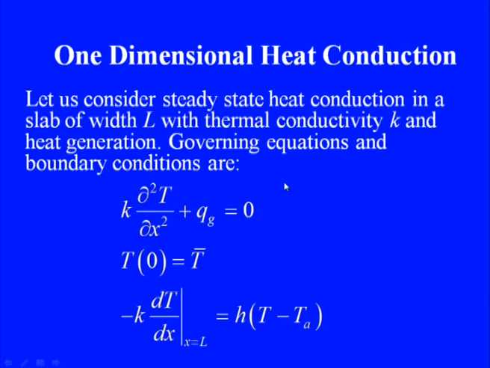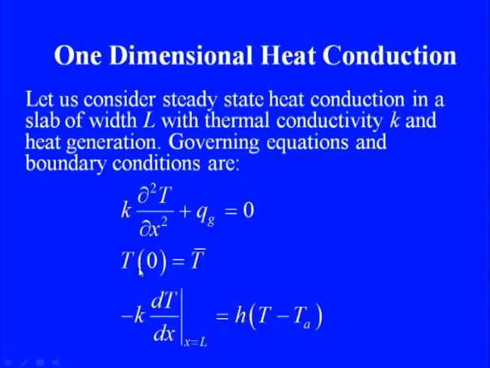Governing equations and boundary conditions in this case, based on Fourier's law, are K d²T/dx² + Qg = 0, wherein K is thermal conductivity which has been assumed to be constant, T is the temperature and Qg is the volumetric heat generation. Now suppose the two ends of the slab are being maintained at two different boundary conditions. Like at the left end, that is x = 0, we have temperature specified. T at 0 is equal to T bar, where T bar is the specified temperature.